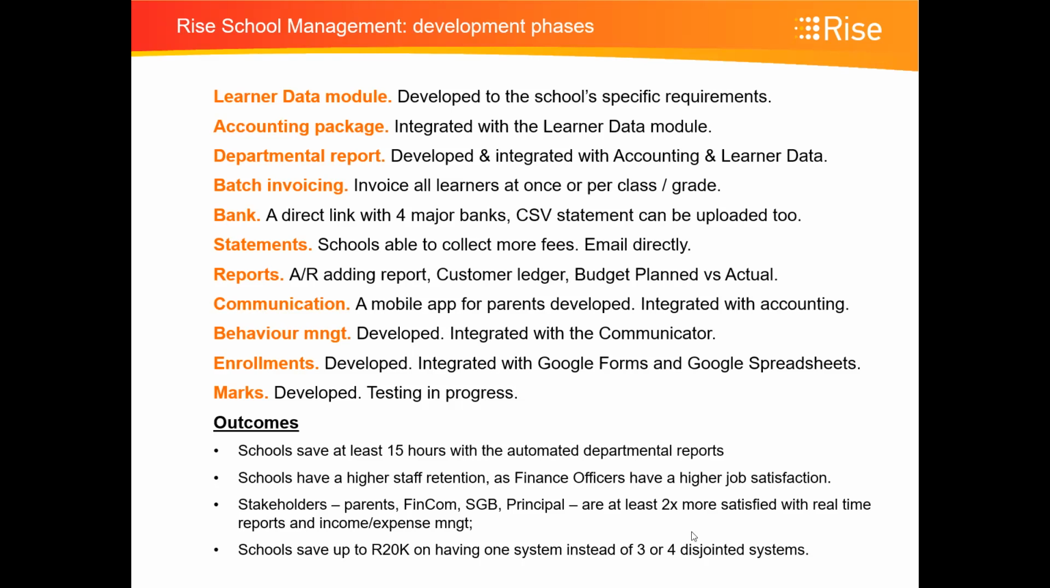So if we talk about the tangible outcomes, schools save at least 15 hours per term with the automated departmental report. Some schools have even informed us that because the system assists them so much with their daily tasks, they have now decided they're going to stay and continue working at the school, which was not the case before, working on the RISE system. And of course, it makes it easier for your finance officers and bursars to report and also provide all the information to the stakeholders.